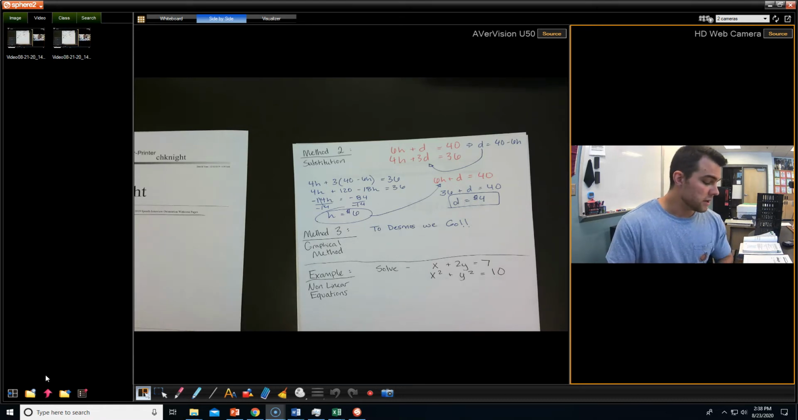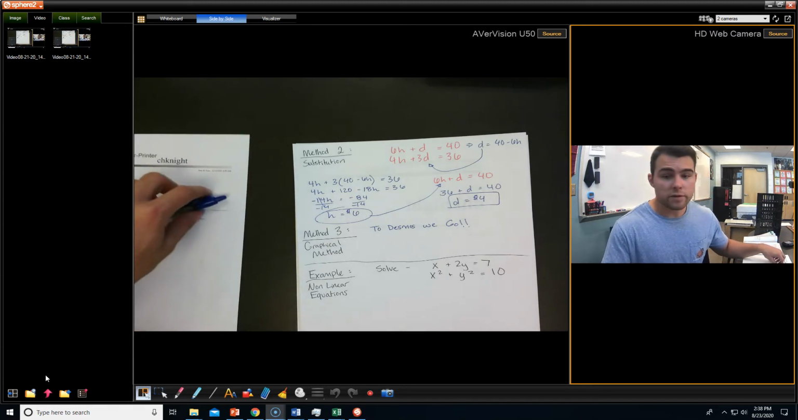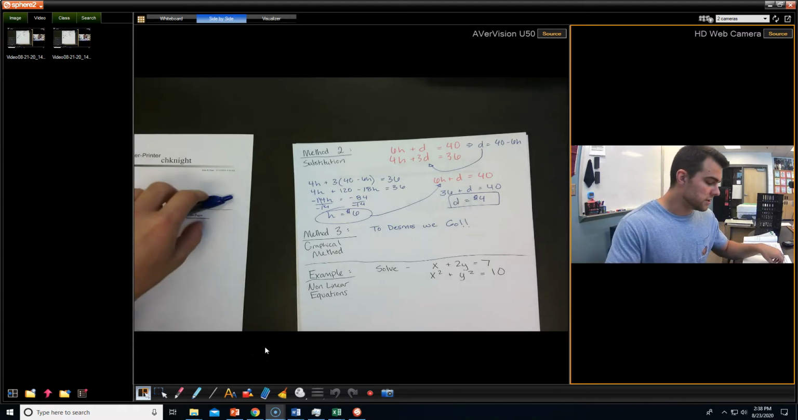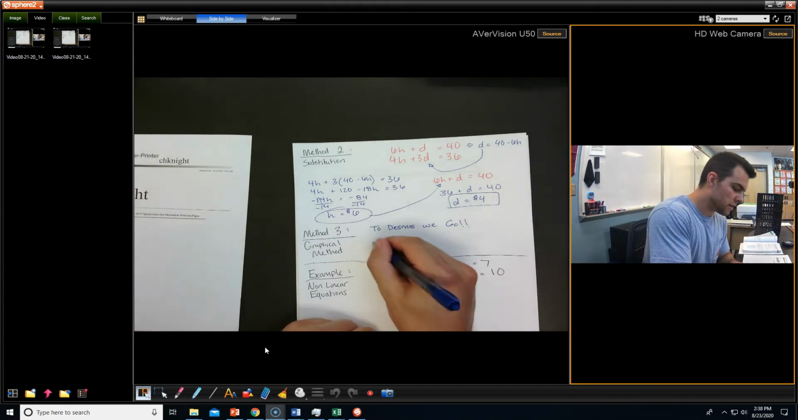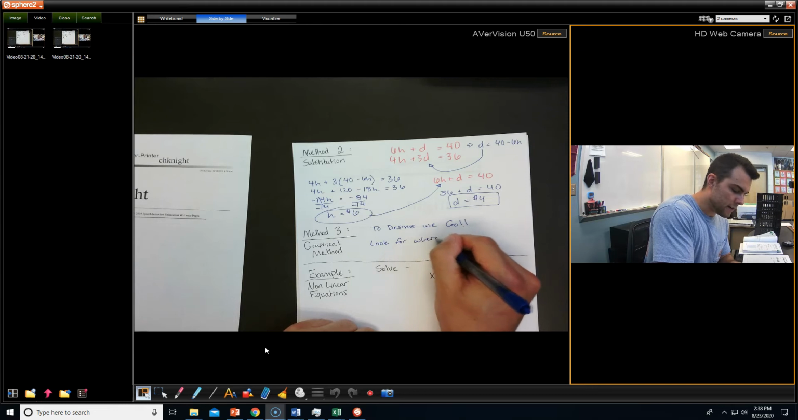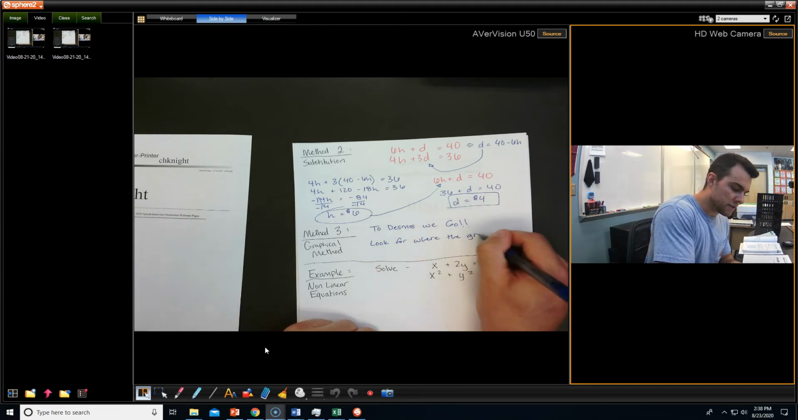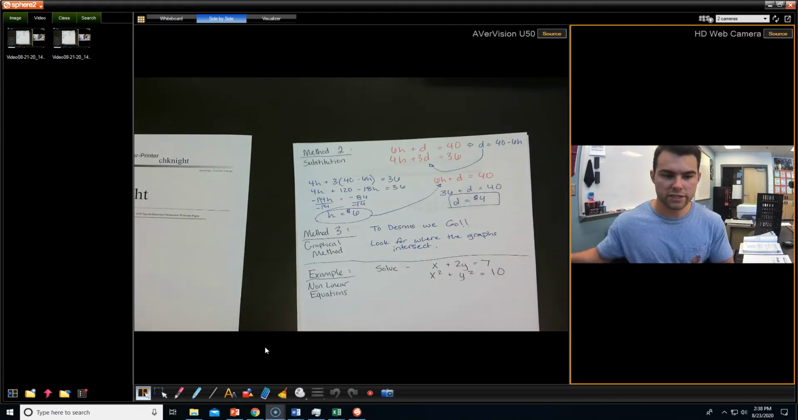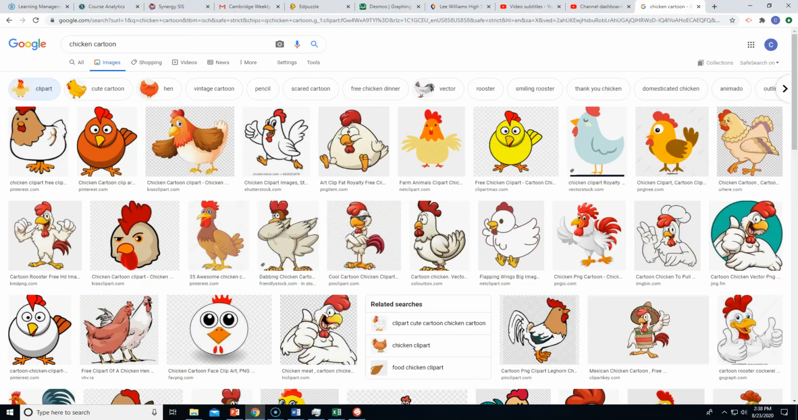Okay. Now let's look at the graphical method. These are both linear equations, so they should actually work if we're graphing them. They should intersect. Okay. So basically, we're going to look for where the graphs intersect. And we're going to actually look at Desmos. So let's take a trip to Desmos.